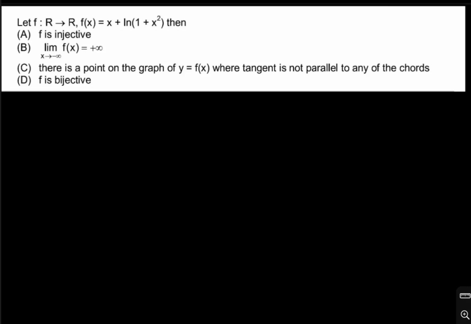Today we will solve a problem of JEE advanced level, and multiple options are correct. The problem is: given that a function f from R to R is of the form x plus log of 1 plus x square, which of the following options are true? Option A, it's injective. Option B, as x tends to minus infinity, f(x) tends to minus infinity, and as x tends to plus infinity, f(x) tends to plus infinity. Option C, there is a point y equal to f(x) where the tangent is not parallel to the chord. And option D, f is bijective.